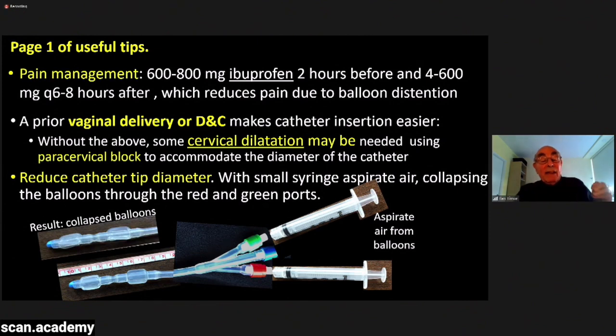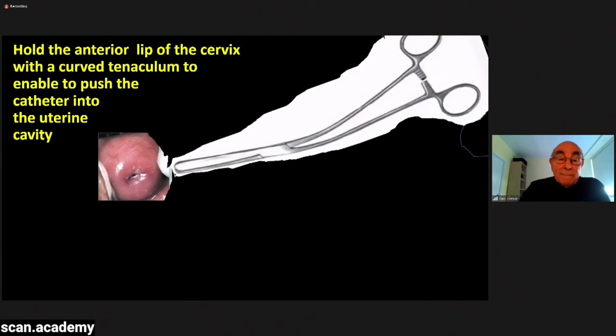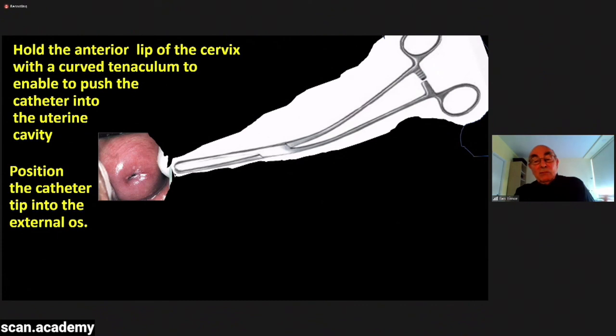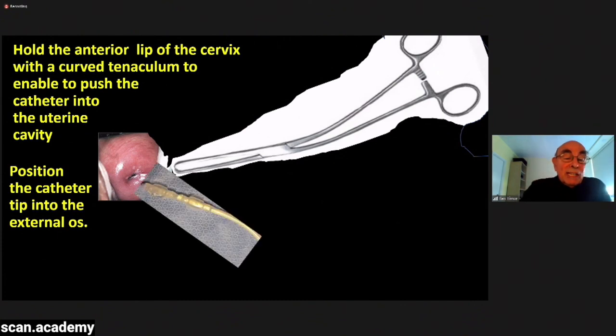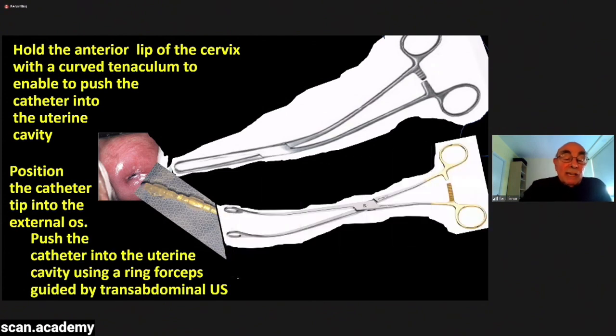After I did that, here is what they look. So they are a little bit less voluminous, and I can push them in easily. So what do I do? I hold the anterior cervical lip with the curved tenaculum to enable me to push the catheter in the cavity. These are my primitive ways to show it. I position the catheter into the cervical external os and then push the catheter into the uterine cavity using a ring forceps guided by a transabdominal ultrasound.